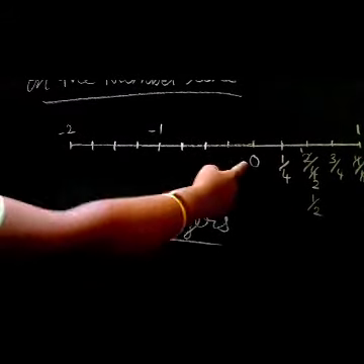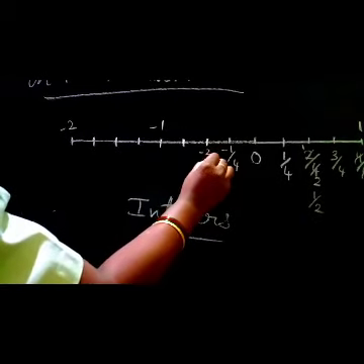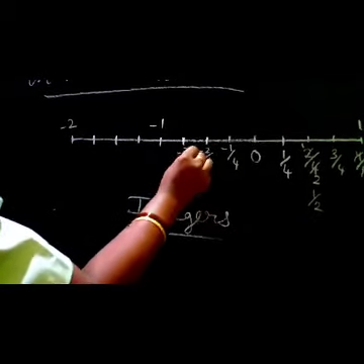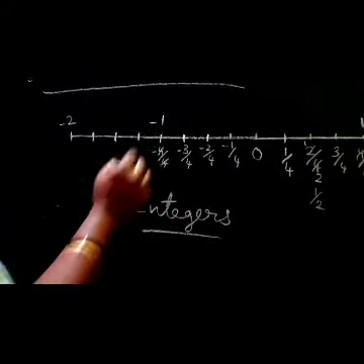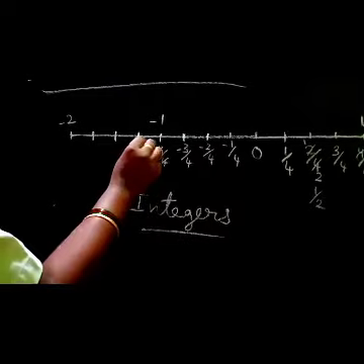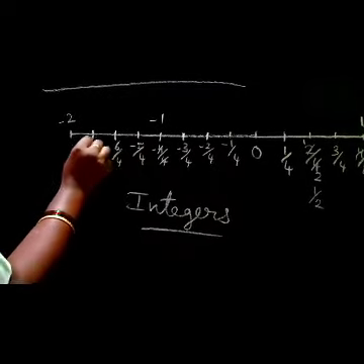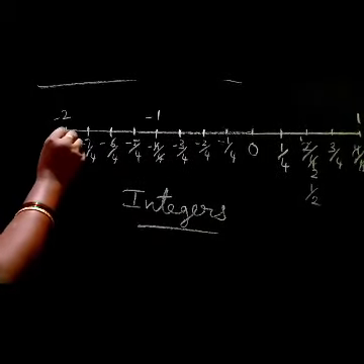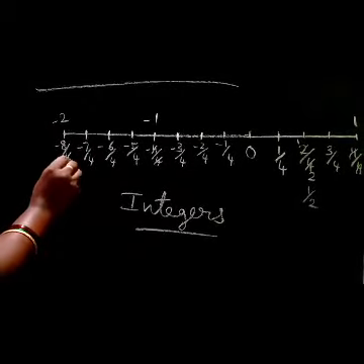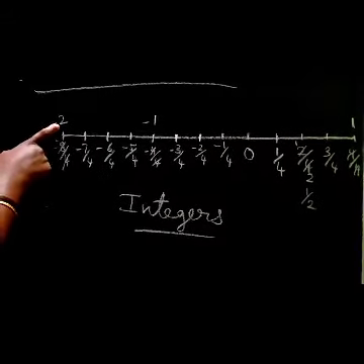Now here if you come, this is minus 1 by 4, minus 2 by 4, minus 3 by 4, minus 4 by 4, it is minus 1. This is minus 5 by 4, minus 6 by 4, minus 7 by 4, minus 8 by 4. What is 8 by 4? 1 4s are 4, 2 4s are 8. That's why our value is minus 2.